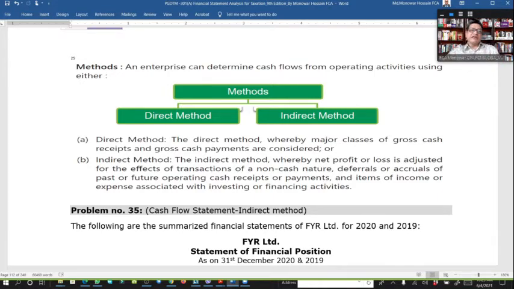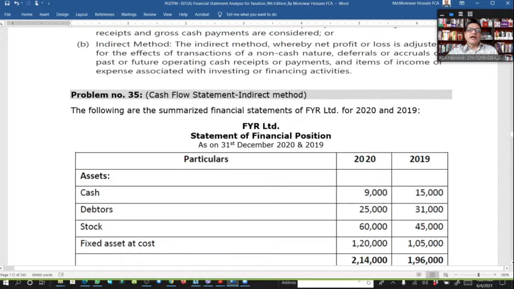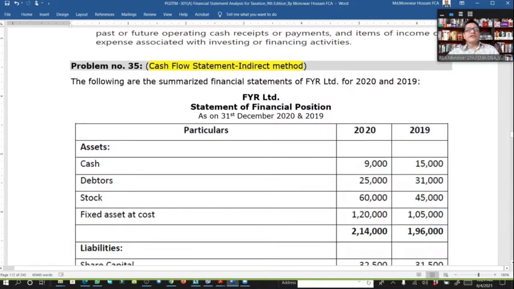We will see the math. Look here, the cash flow statement, we are calculating by the indirect method. If we see the following are the summarized financial statements of FA, we know what the position is. A statement of financial position means balance sheet at a specific date, that means 31st December, the position of the company is that.